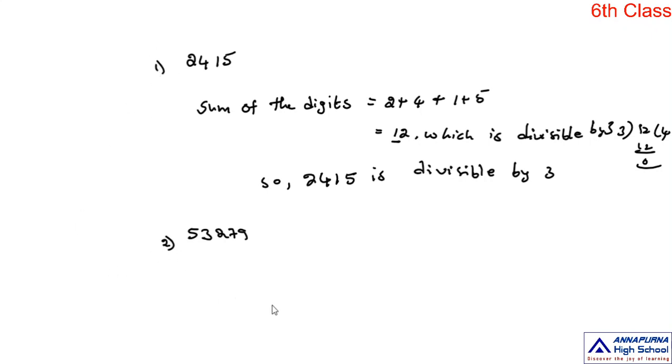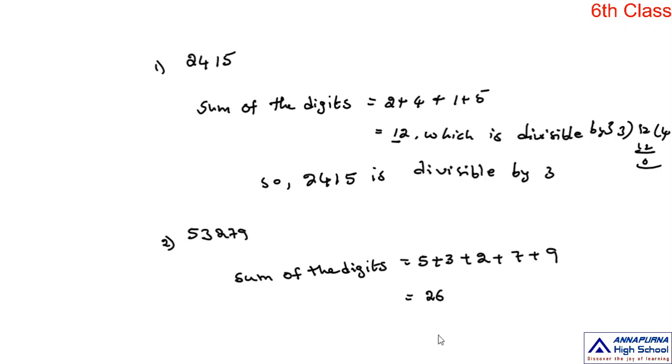53,279. This is a 5-digit number. First we find the sum of the digits: 5 plus 3 plus 2 plus 7 plus 9. 5 plus 3 is 8, 8 plus 2 is 10, 10 plus 7 is 17, 17 plus 9 is 26.